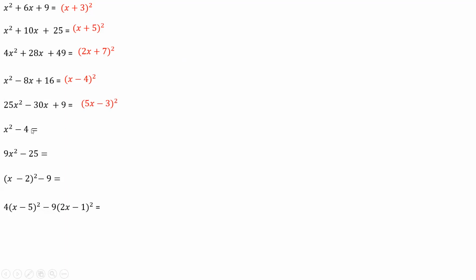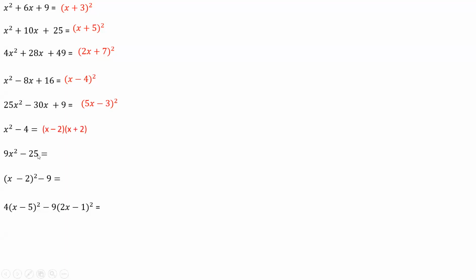x squared minus 4. Here I have 2 terms, no common factor between them, so we use remarkable identity 3, a squared minus b squared. So I need a plus b into a minus b. The root of x squared is x. The root of b squared is 2. So I write x minus 2 into x plus 2.